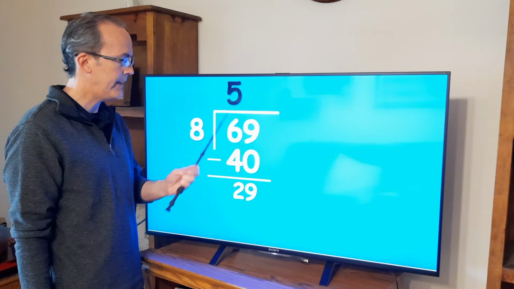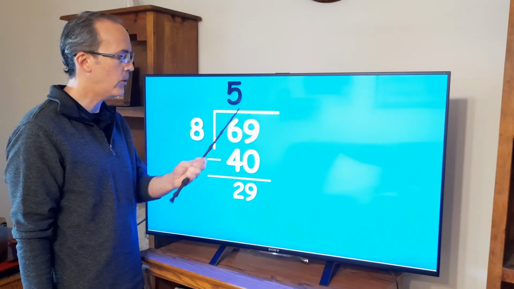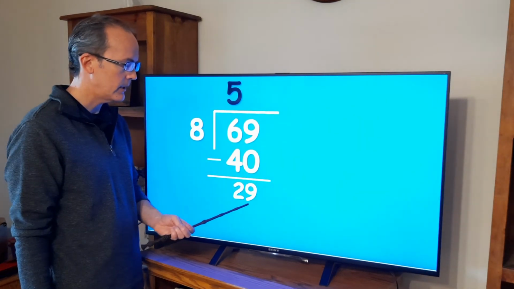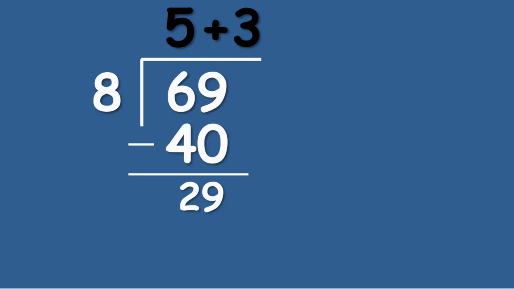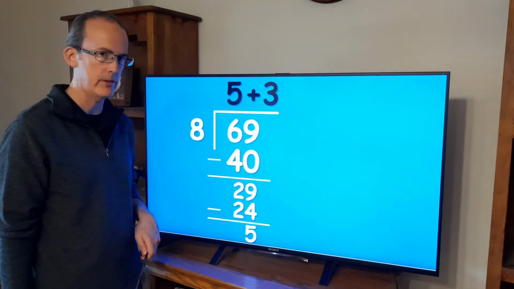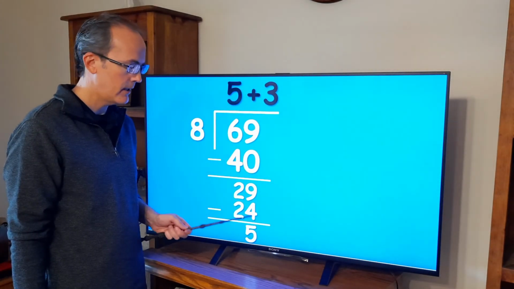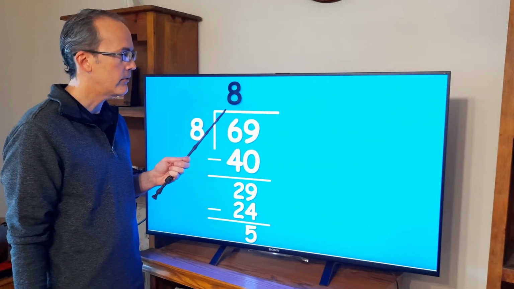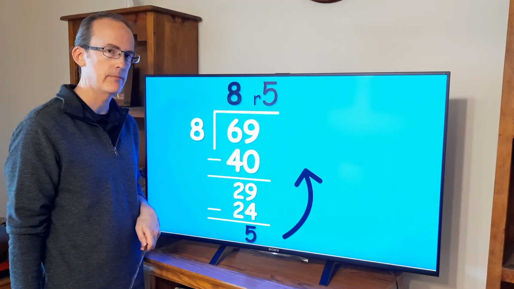8 times 5 was 40, so it can't be 5. It has to be less than 8 times 5. 8 times 4 is 32. Again, too much. So I'm going to go 8 times 3. Now I'm going to subtract. And I get 5. My remainder is less than my divisor. When it's less than my divisor, that's when I know I'm finished. I can add these together for 8, bring my remainder up for an answer of 8 remaining 5.